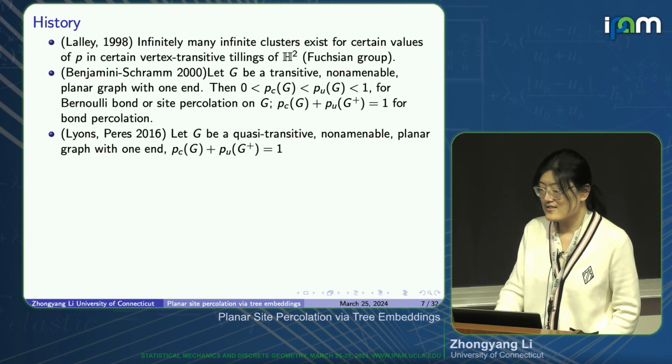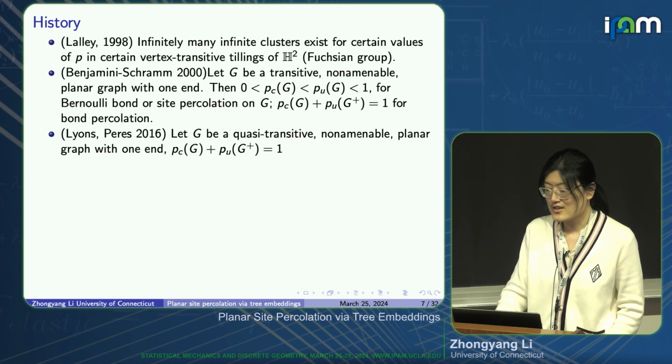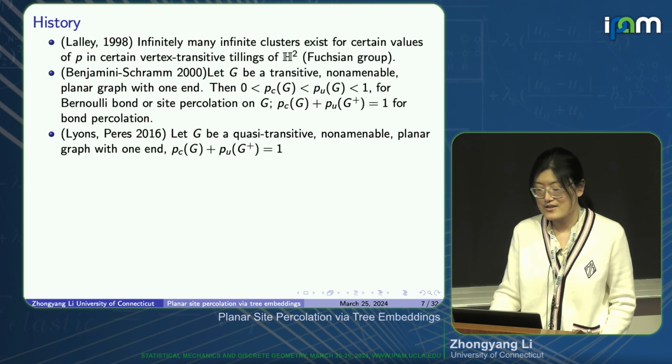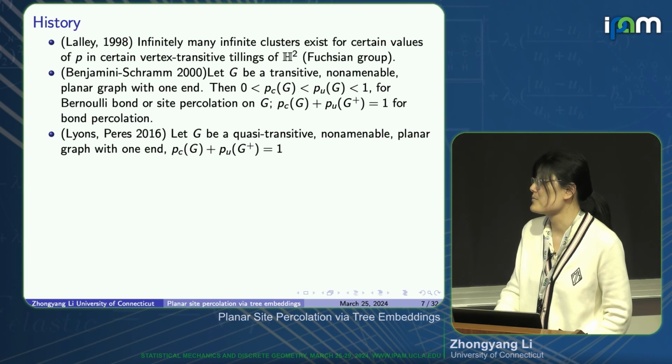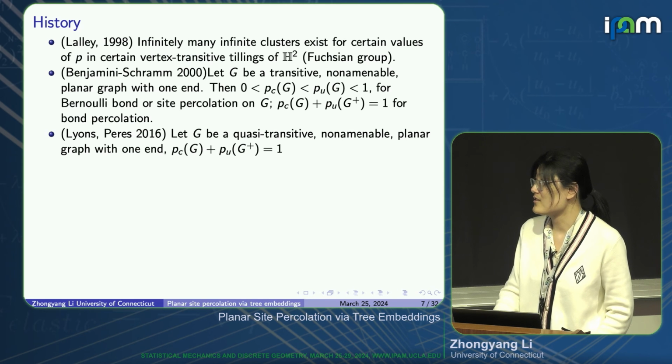And then in the year 2016, Lyons and Peres generalized this result to quasi-transitive graphs. They show that if G is a quasi-transitive non-amenable planar graph with one end, PC of G plus PU of the dual graph of G is equal to 1.